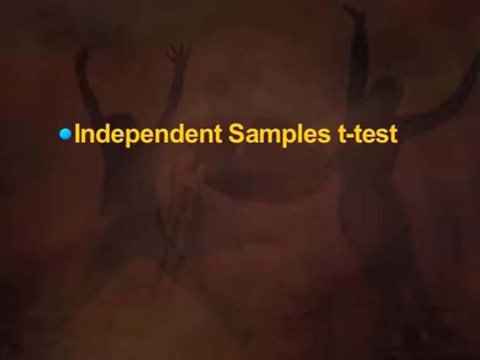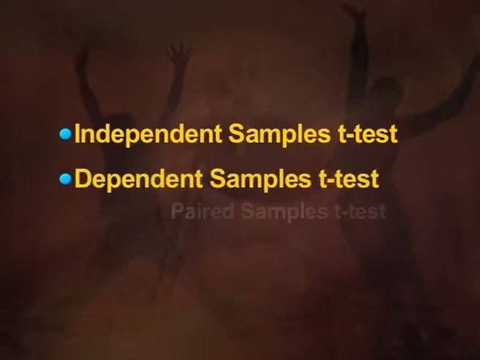There are different types of t-test, but in this discussion we will focus only on independent samples t-test and secondly on dependent samples t-test, which is also known as paired samples t-test. Both the tests are used to find out significant differences between groups, but the independent samples t-test assumes that the two groups are not related to each other, while the dependent samples t-test or paired samples t-test assumes that the two groups are related to each other.